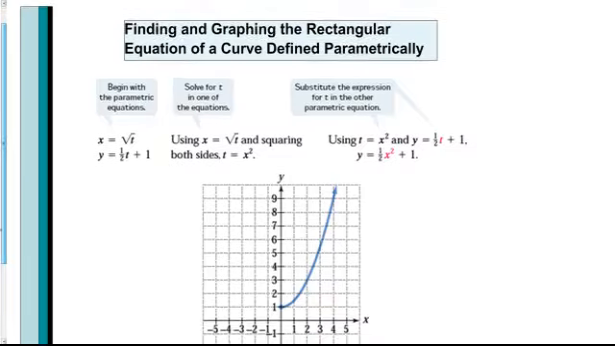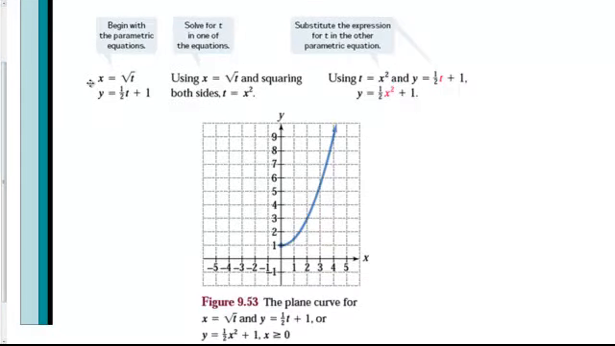If we have parametric equations, x is equal to the square root of t, and y is equal to 1/2 times t plus 1, our first step would be to solve x is equal to the square root of t for t. So we'll square both sides, so we end up with t is equal to x squared.